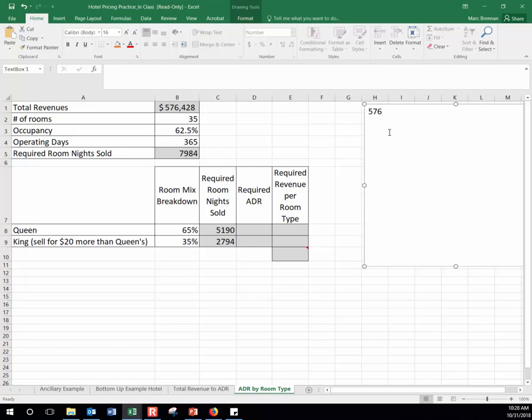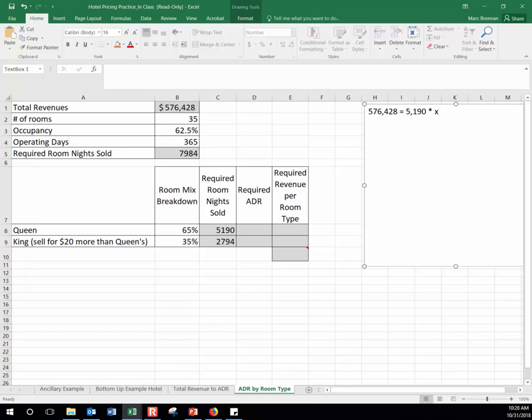And that's what we're going to use. So we're at $576,428. To get to that number, we need to multiply how many rooms we're going to sell of the queens times X. What X is going to be is this required average daily rate. We're trying to solve for what the rate should be for the queen, what we need to charge in order to get this number. Okay.